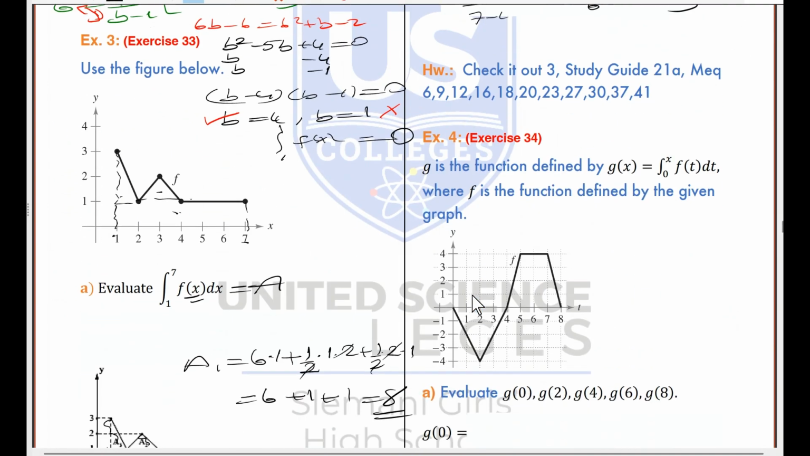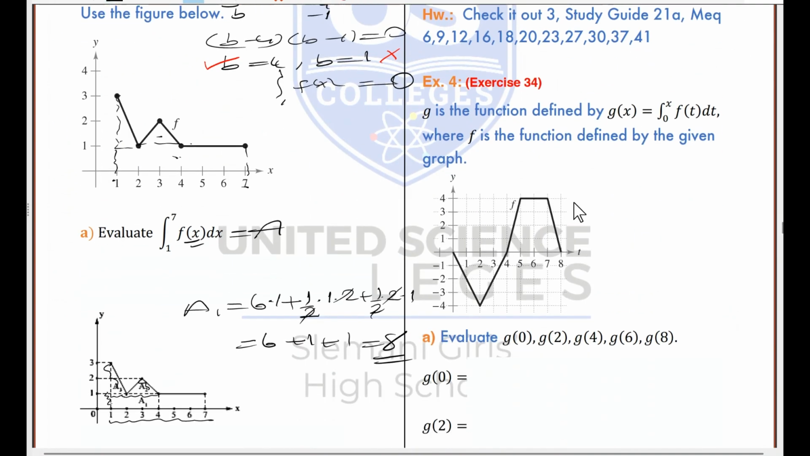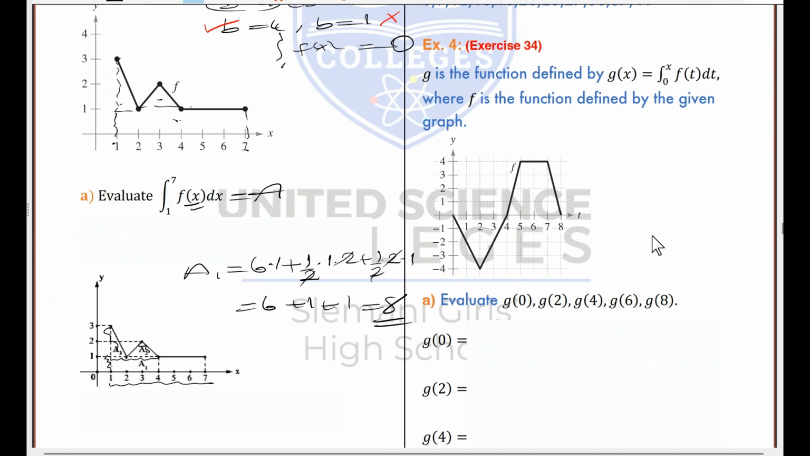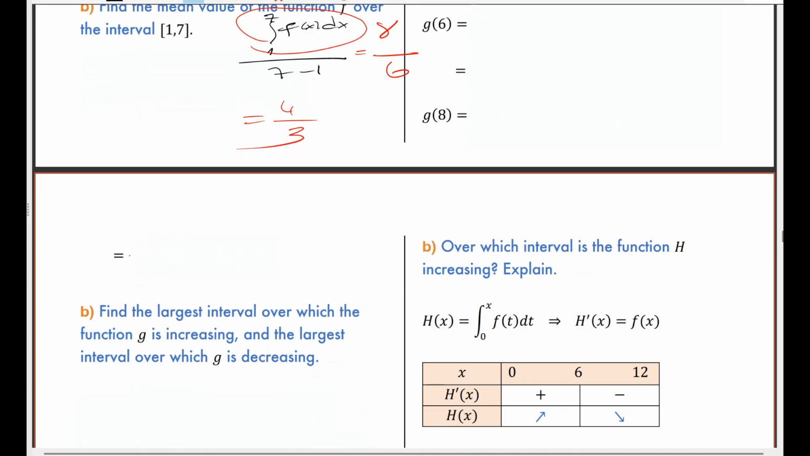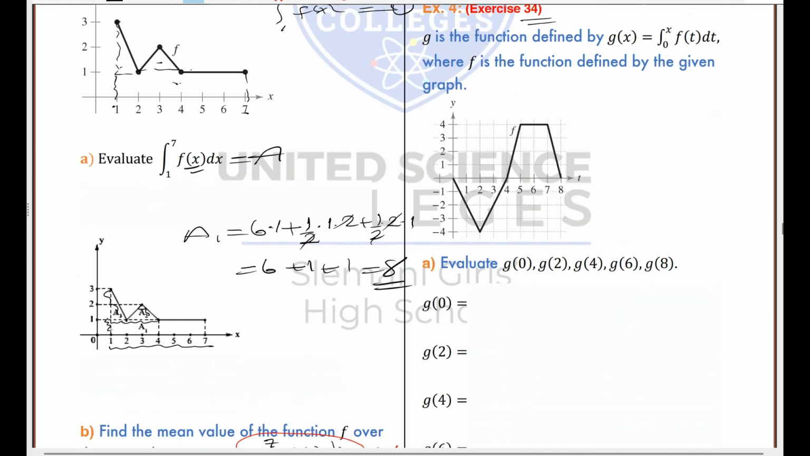Okay, now I'm going to explain one last question about this section, not about mean value, about this section. Exercise 34 and exercise 38 are similar, so I'm just going to explain one of them. There's a similar ministry exam question too, so I'm just going to solve this exercise question.